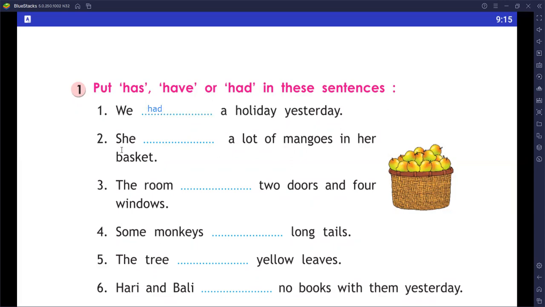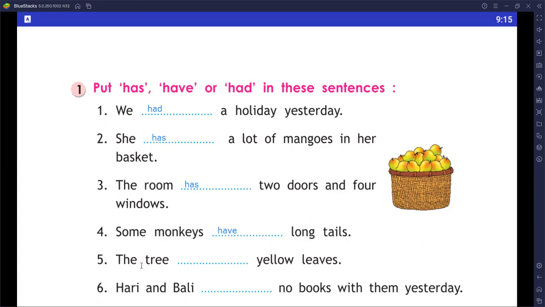She blank a lot of mangoes in her basket. What? She has. She has a lot of mangoes in her basket. The room blank two doors and four windows. What? The room has two doors and four windows. Some monkeys, बहुत सारे हैं ना, blank long tails. So what do we write here? Have. Some monkeys have long tails.